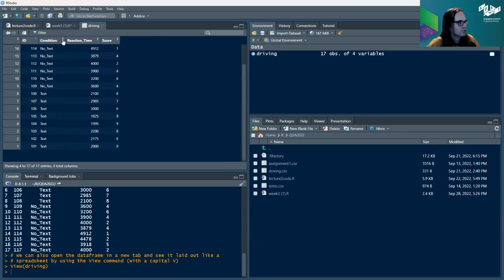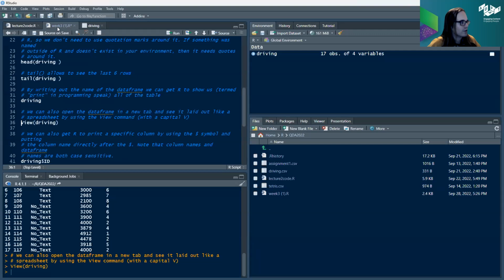You can sort it whatever way you want. You can sort everyone by their reaction time. You can sort everyone by their score. And that's just another handy way to start looking at your data to see if there were any problems or anyone that stood out or any point that you wanted to investigate further.